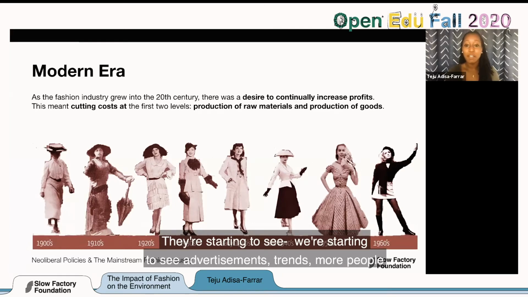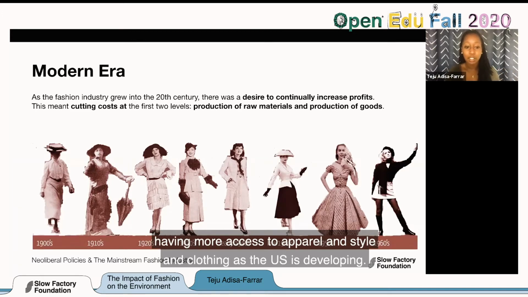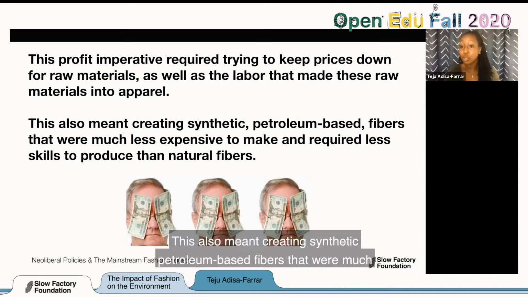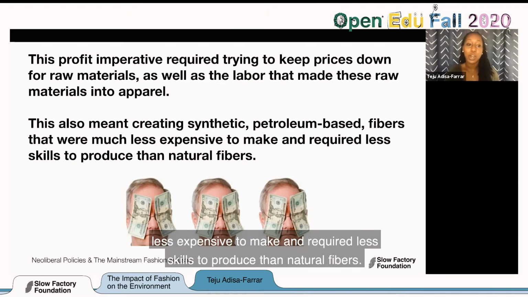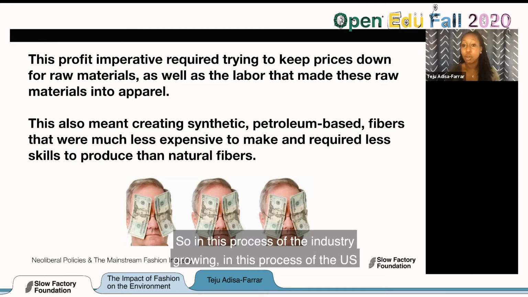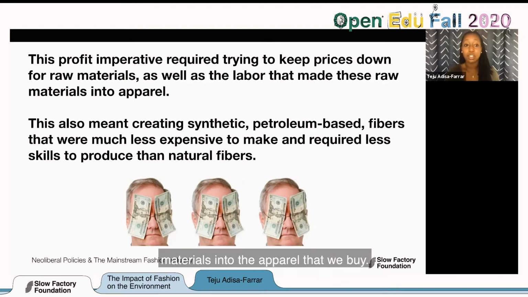We're starting to see advertisements, trends, more people having more access to apparel and style and clothing as the US is developing. And so this profit imperative required trying to keep prices for raw materials down, as well as the labor that made these raw materials into apparel. This also meant creating synthetic petroleum-based fibers that were much less expensive to make and required less skill to produce than natural fibers. So in this process of the fashion industry growing, in this process of the US growing, there's this impetus towards profit to keep prices down, and to keep prices down at the root, at raw materials, and at turning those raw materials into the apparel that we buy.